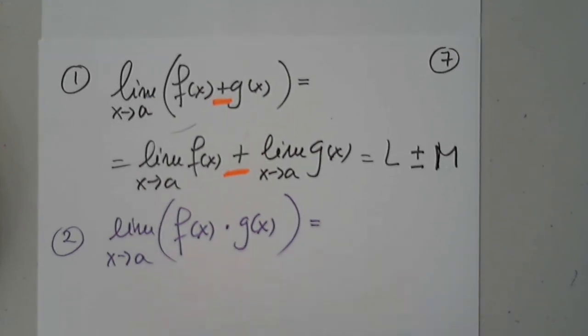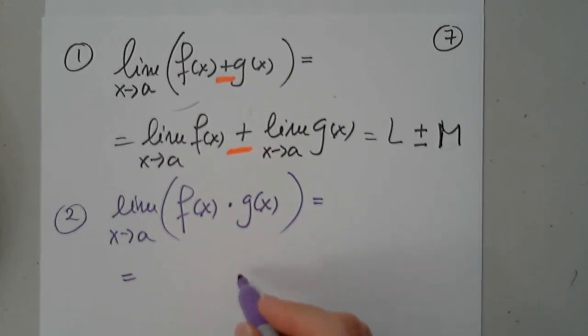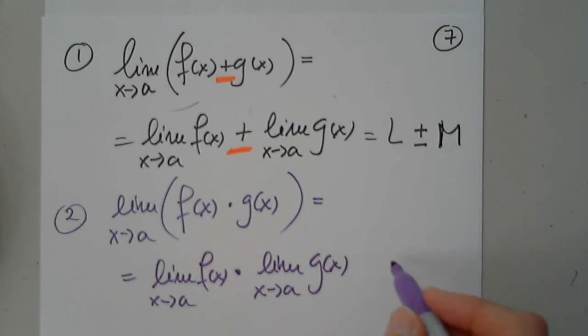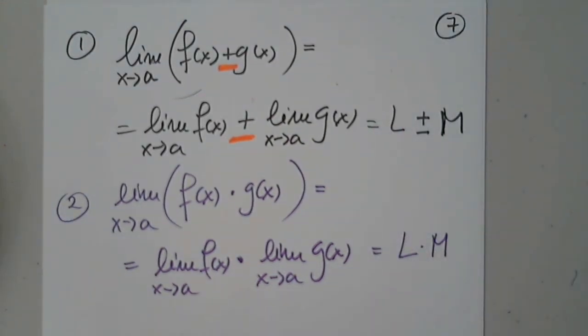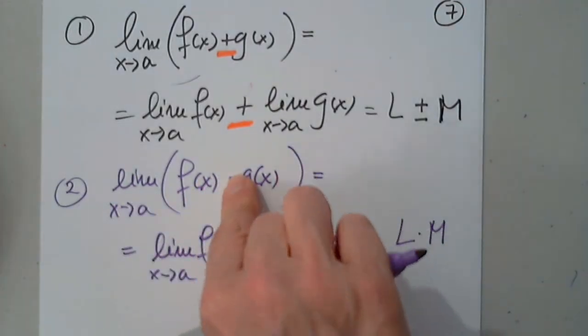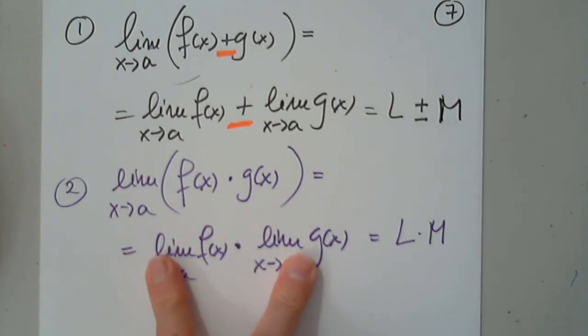Okay, what about this one? What do you think? Wild guess. L times M. Yes. So this will be the limit of f of x as x approaches a times the limit of g of x as x approaches a, and indeed it will be L times M. If it's 2 and 4, it's 2 times 4. How do we remember this? The limit of a product is the product of the limits as long as they exist.